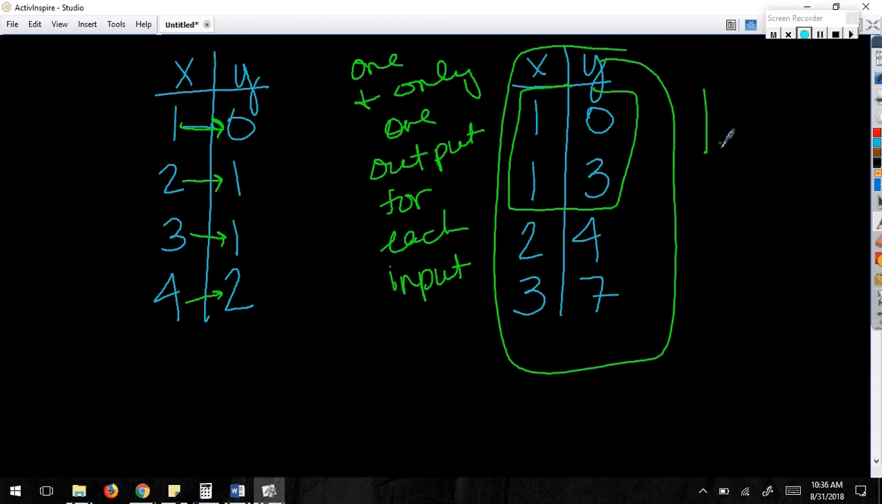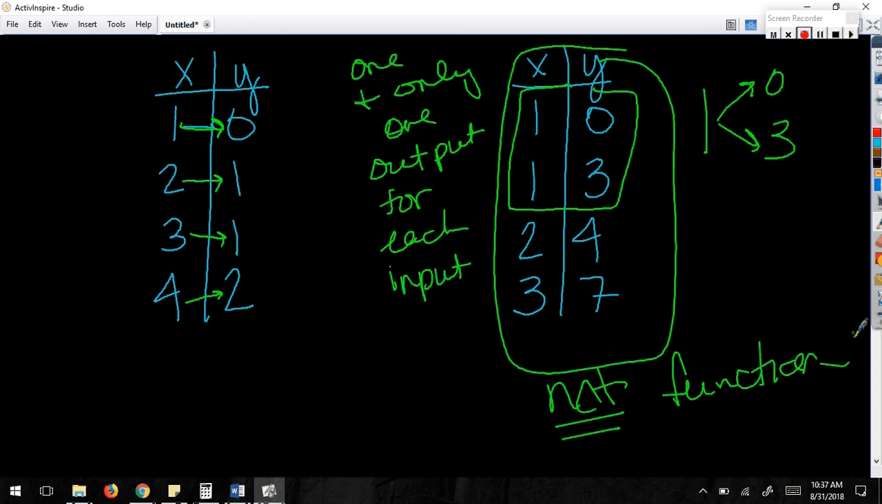If it's 1, it could be 0 or it could be 3. There are 2 outputs for 1 input, so this one is not a function. That's what we do for homework. This one is a function. For homework, we're just going to put function or not. If you want to make yourself a note, the Y's can repeat, the X's cannot.